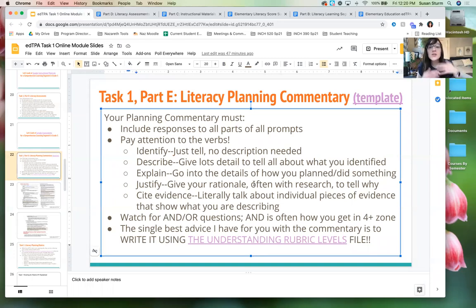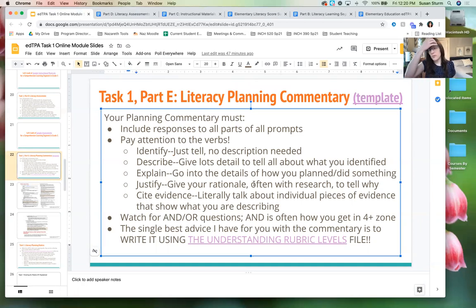If they ask you to explain, you need to go into more detail about how you planned or how you did something. And justify means to rationalize, tell, usually with research, why you planned the way that you did. Finally, when the prompt says to cite evidence, they literally want you to talk about individual pieces of evidence that show what you are describing.